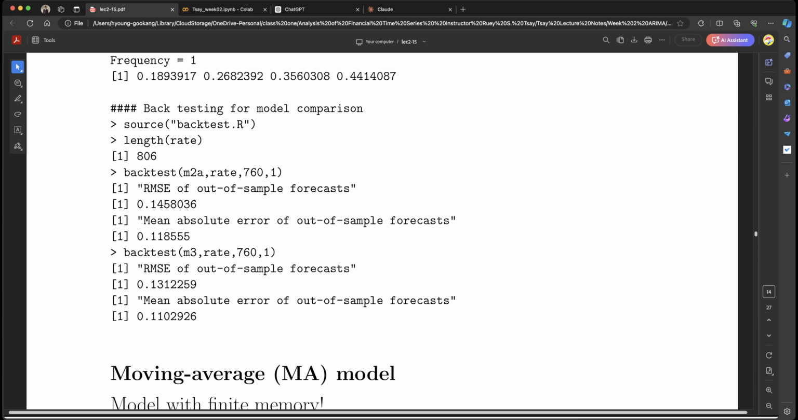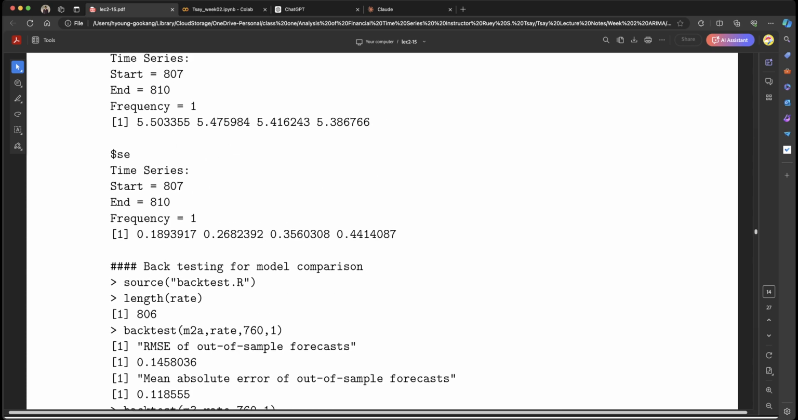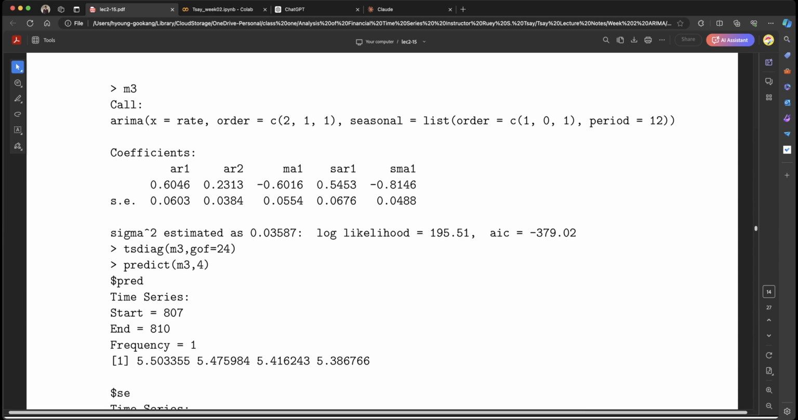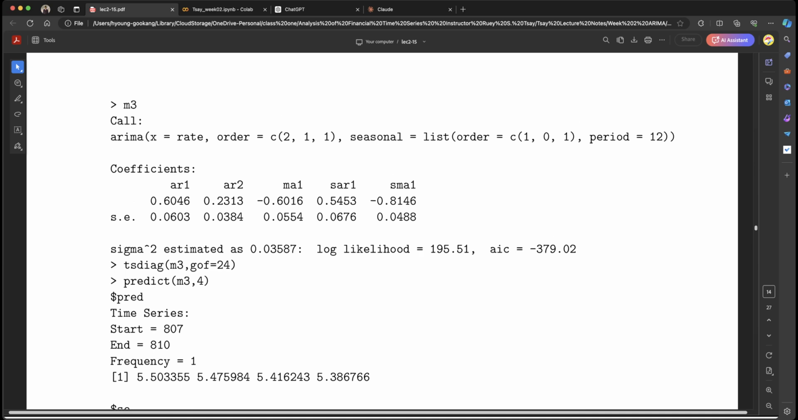How about mean absolute error? This one and this one. Again, this one is smaller, so we may conclude that this one is better. What is the M3 model? Here the M3 model includes two AR lags, one MA lag, and then seasonality, seasonal AR with one lag and seasonal MA. Okay, so this one is slightly better.